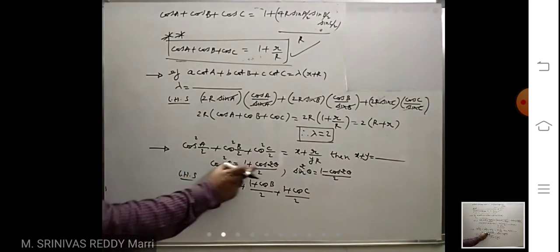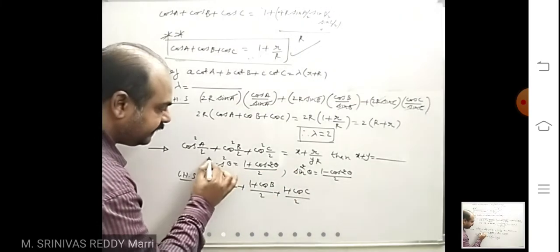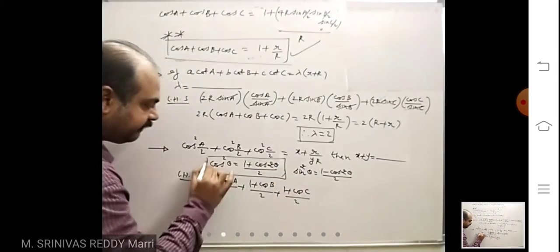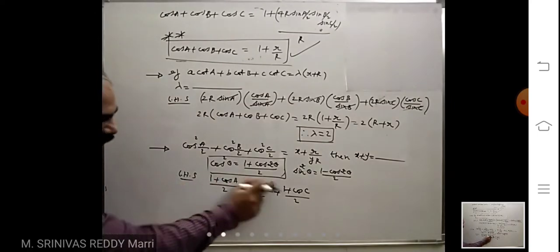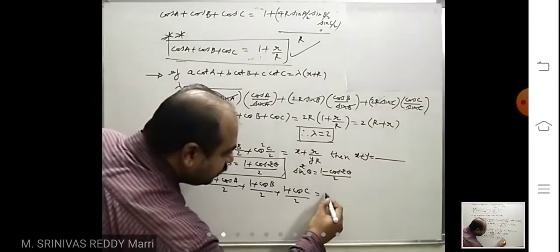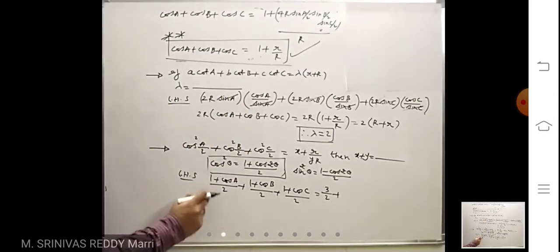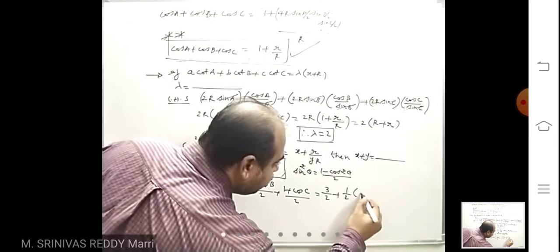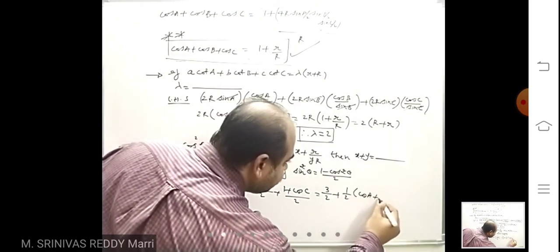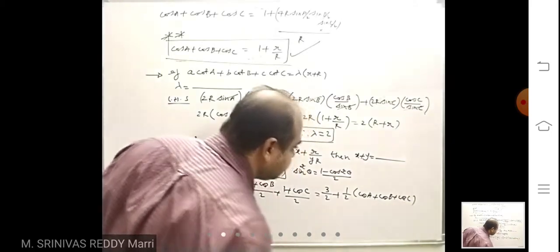So cos square theta is nothing but 1 plus cos 2 theta by 2. If sine square comes, use the other formula. Here we have used this one. When sine square is there, you have to use that one. Look at 1 by 2 plus 1 by 2 plus 1 by 2, that is nothing but 3 by 2 plus 1 by 2 cos A plus 1 by 2 cos B plus 1 by 2 cos C. Take 1 by 2 common: cos A plus cos B plus cos C.